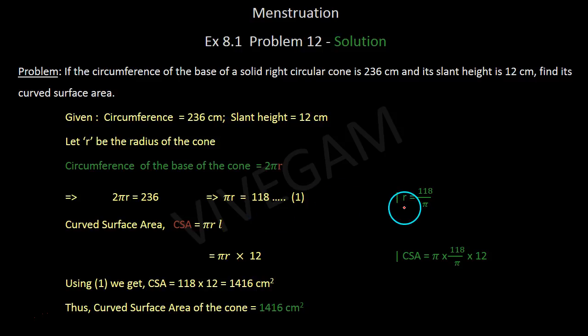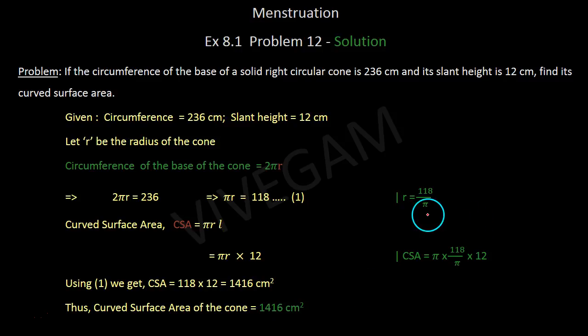Then what you have to do is, you know 2 pi r equal to 236, so r will be equal to 236 divided by 2 pi. The 2 will cancel in 236, it will become 118 by pi. So you can keep it this way also. Next, CSA is pi r L. So CSA is pi, the radius is given as 118 by pi, into L which is 12. Here also we are not substituting pi as 22 by 7, we are keeping pi as it is because pi gets cancelled. So this pi and pi would get cancelled, so 118 into 12 will give us 1416.